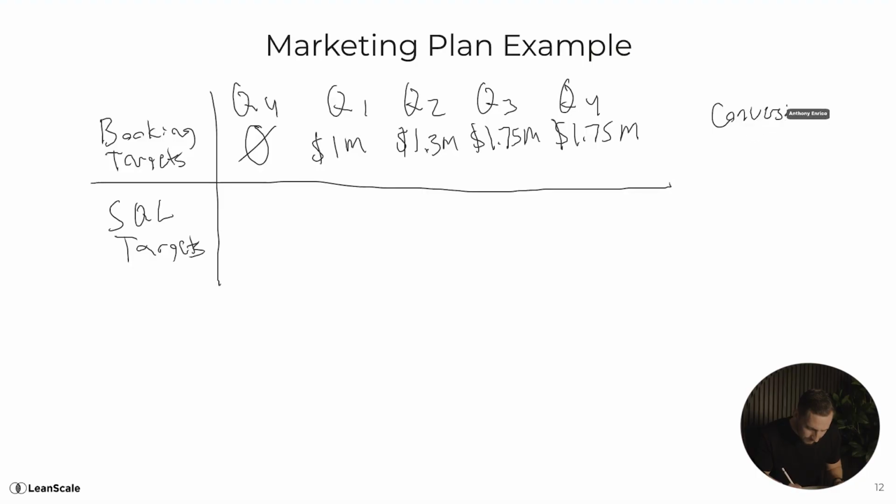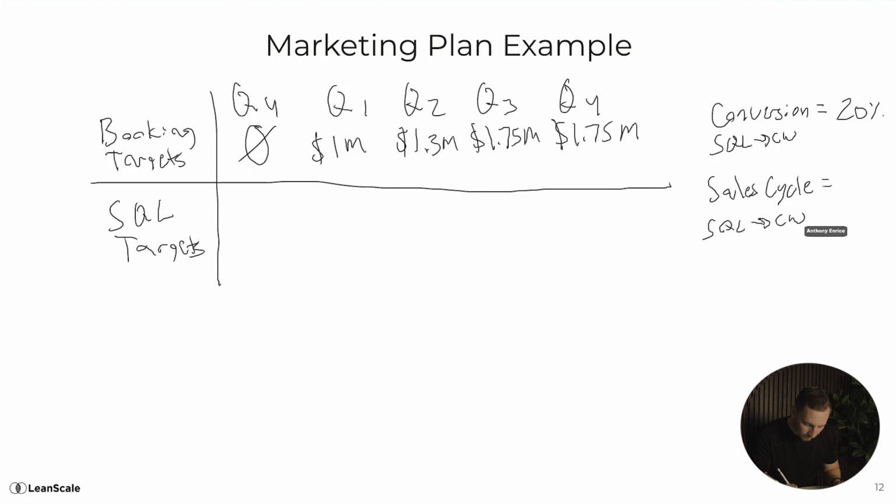So for this example, I'm going to assume that the SQL to close conversion rate is 20%. And then the other component that's really important is your sales cycle. I'm going to say sales cycle from SQL to close, and we're going to say that that takes 1 quarter. So 90 days or 1 quarter sales cycles.